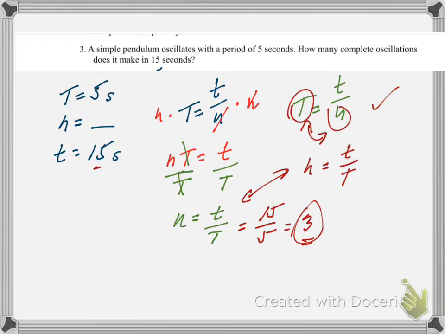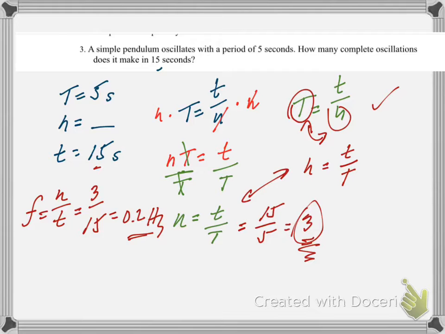But suppose we went a step further. We said, okay, that's the number of cycles. We know the period. What's the frequency? Well, frequency is equal to n over t. And n, we just figured out, was 3. And the time would be 15. If you do the math, you'll come up with 0.2 hertz. So that would be the frequency.